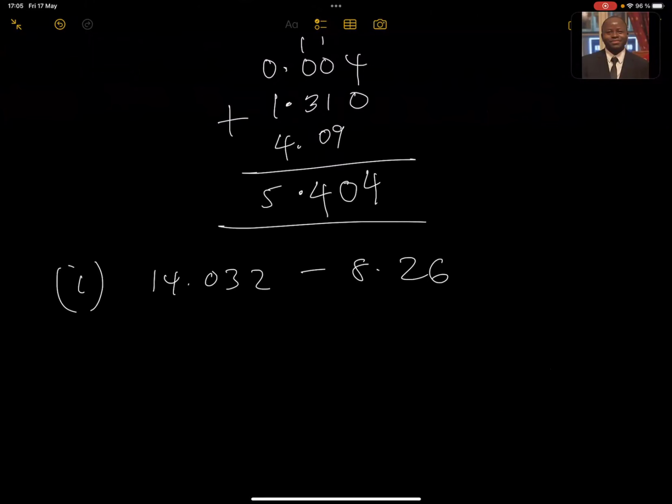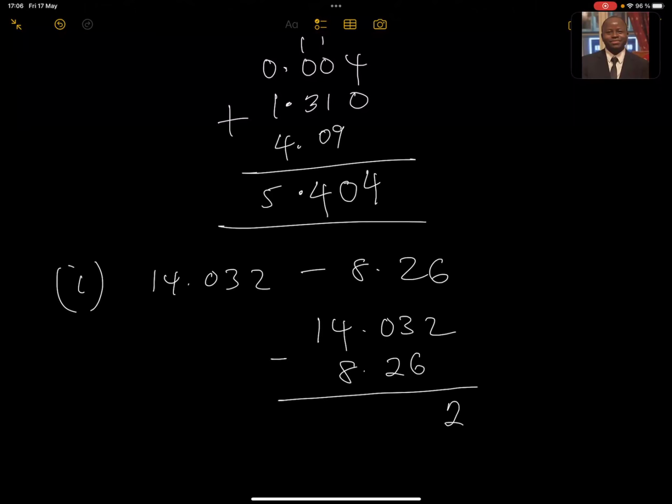This is very important. So I start with the arrangement by saying 14.032, then minus 8.26. Look at this. You don't make your arrangement in such a way that the points are not aligned. The point must be aligned. Then you just make your subtraction. So 2 minus nothing, so 0 is the placeholder there. 2 minus nothing is actually 2.